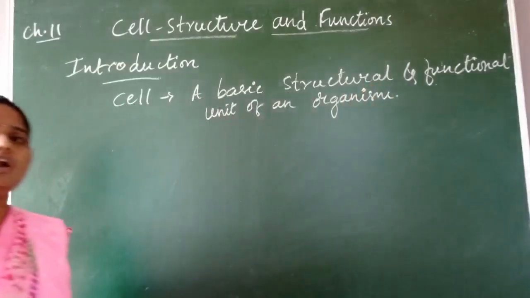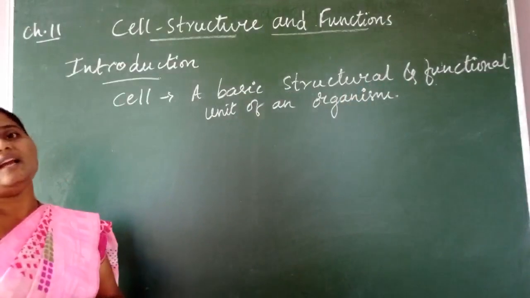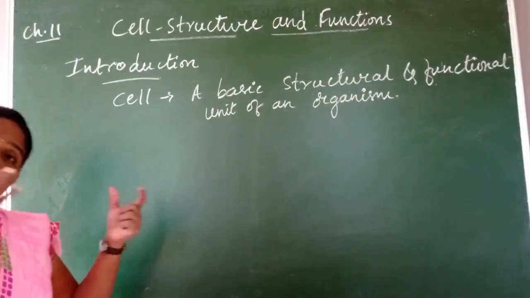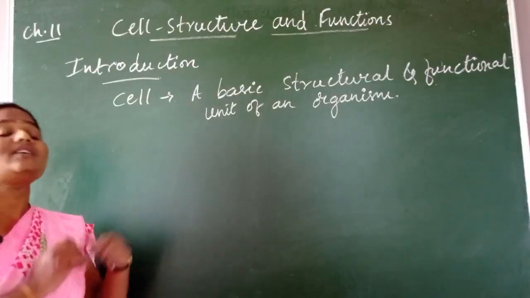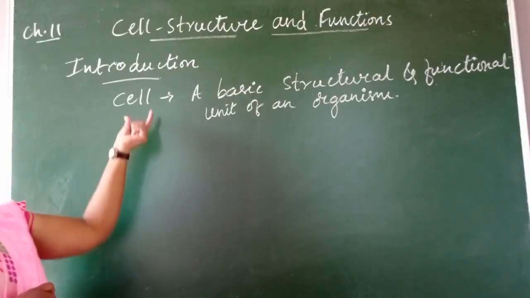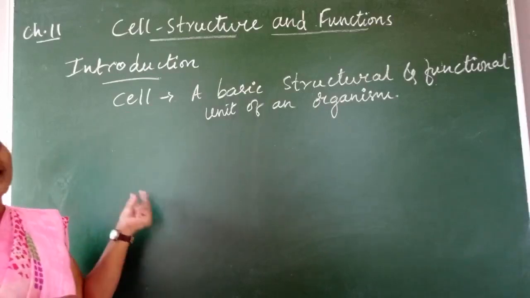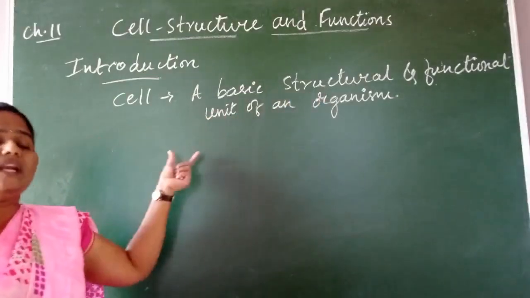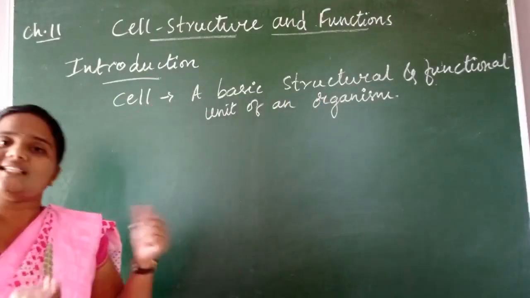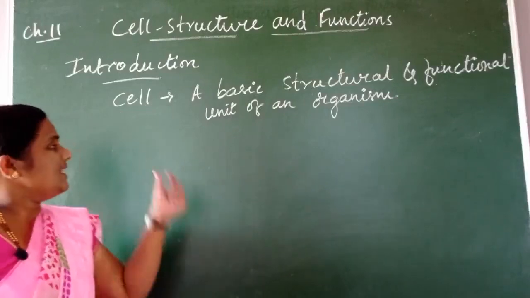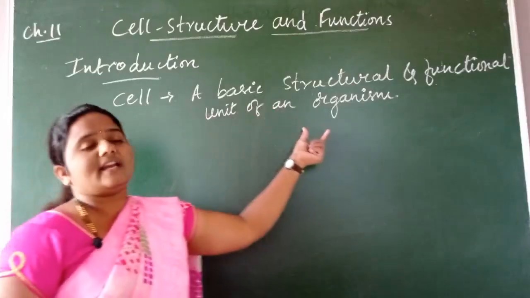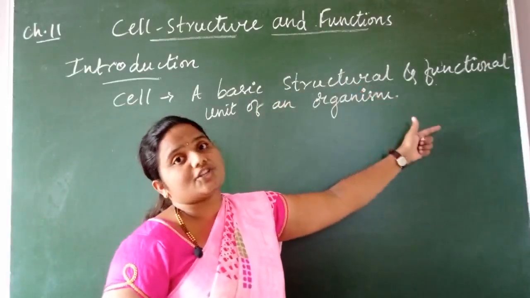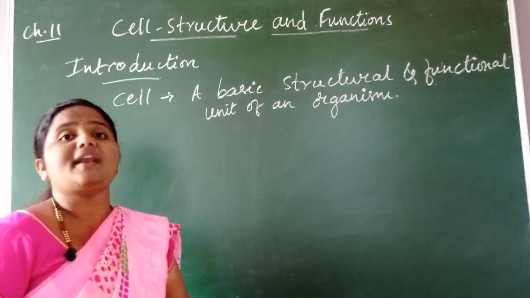As I told, to construct a building, bricks are necessary. In the same way, to construct a complex or simple structure, the cell acts as the main raw material, that is, the main functional and structural unit in an organism is nothing but a cell. Got my point, children? The cell is the basic structural and functional unit of an organism.